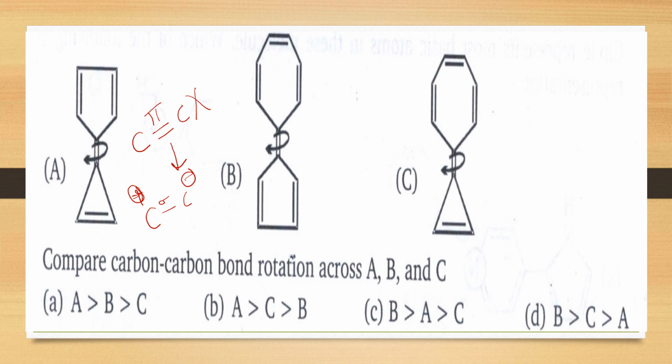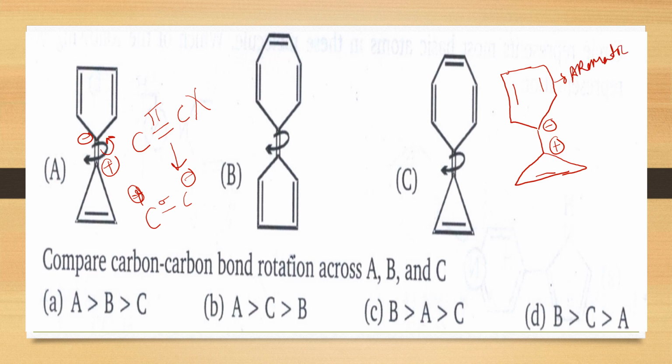Let's see. If the pi bond electrons shift towards this ring, there will be a negative charge and a positive charge. So our compound A will become like that, with a positive charge and a negative charge. And we know these two rings are aromatic in nature. That one is aromatic and that is also aromatic. So both rings are aromatic.